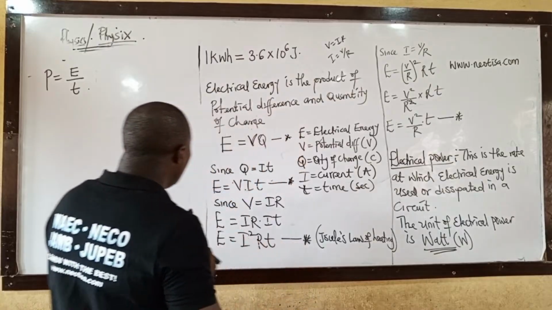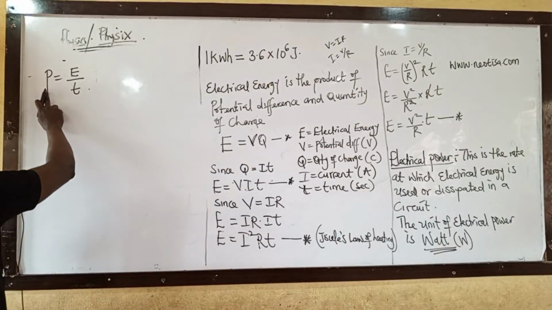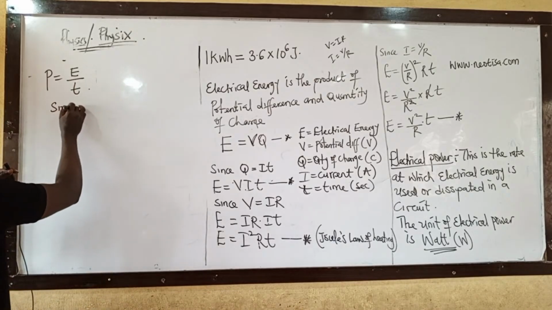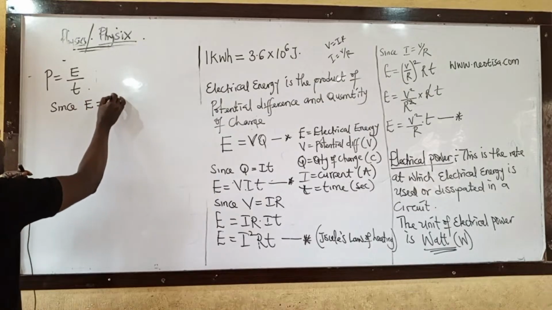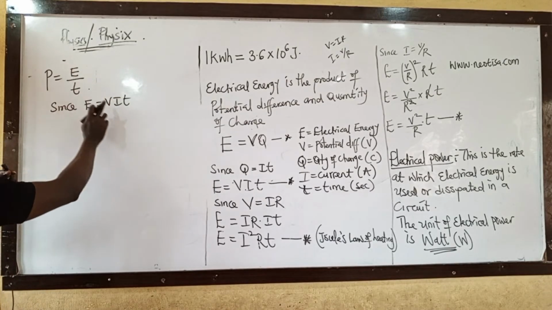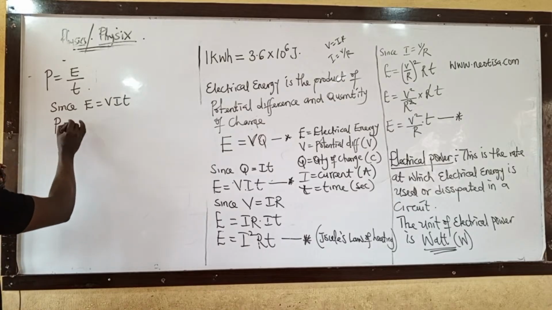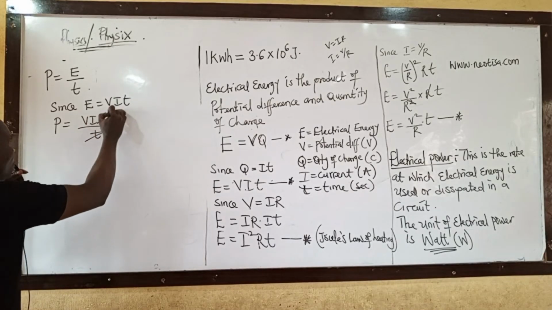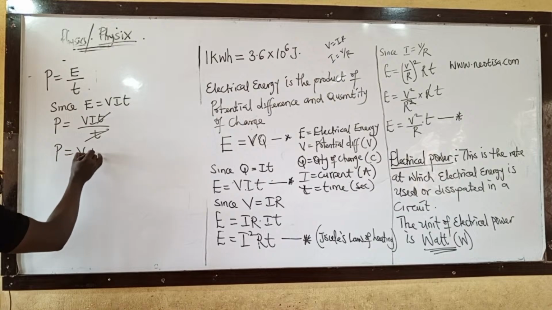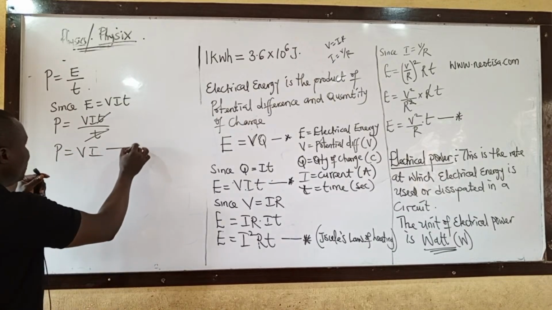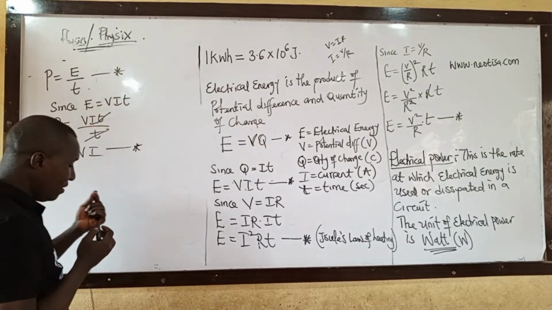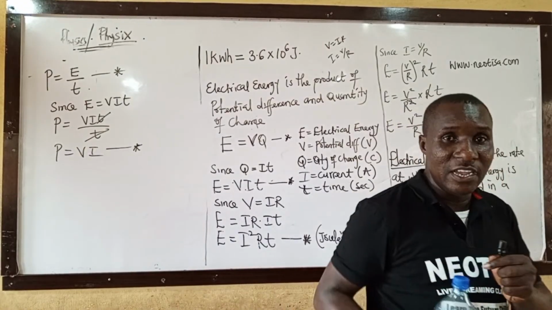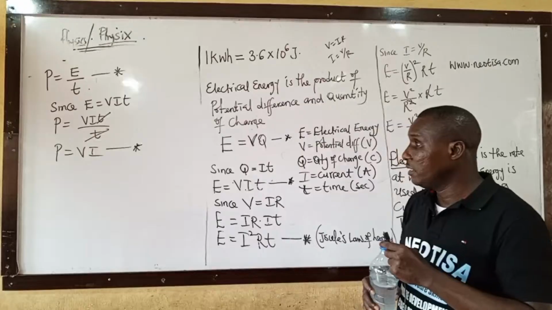Let's move. From here, we have electrical power equals electrical energy over time. Since electrical energy equals VIT, anywhere I see E, if I change it to VIT, I will have electrical power equals VIT over time. T cancels T. I will have electrical power equals VI, that is Victoria Island. Take note of this formula. Write it down.